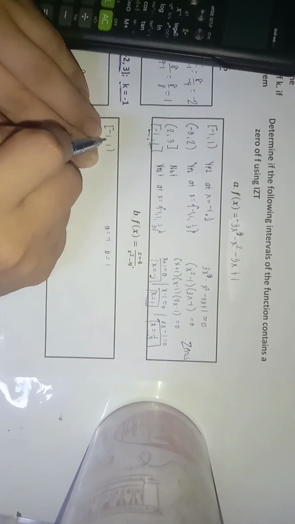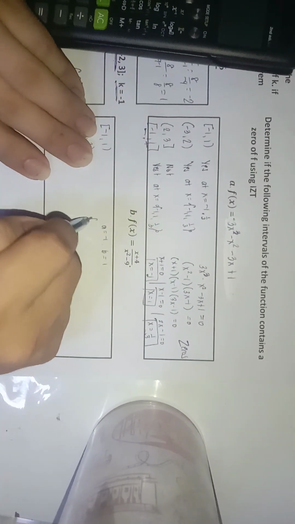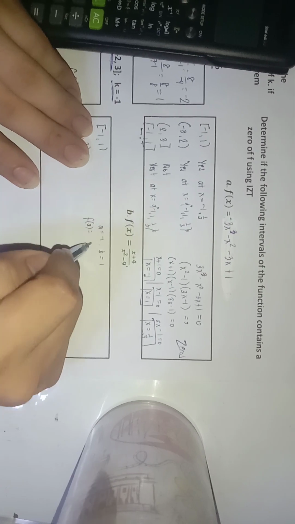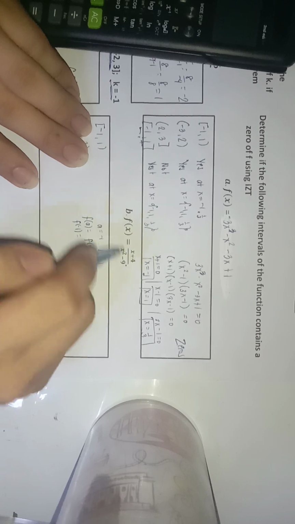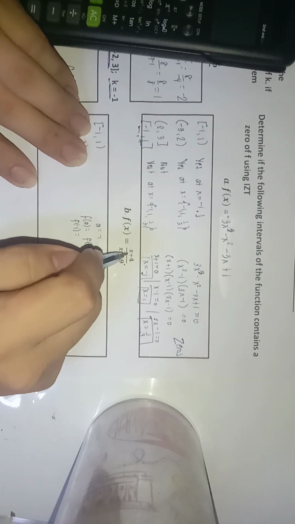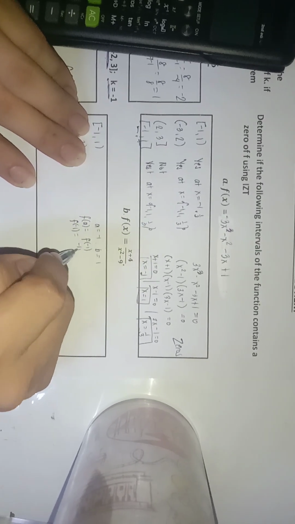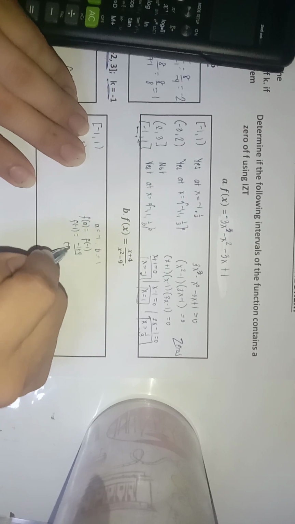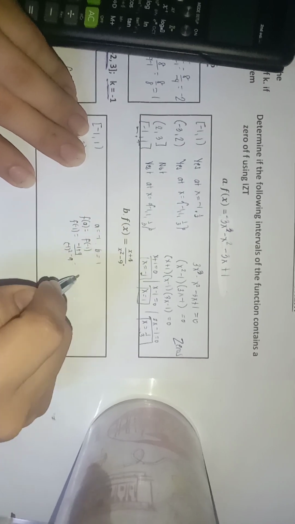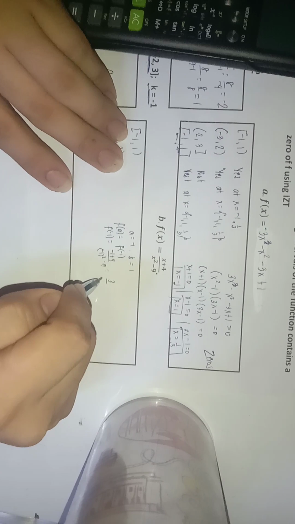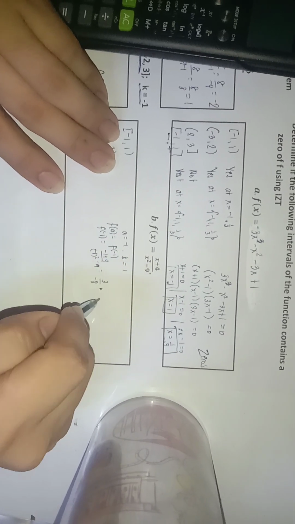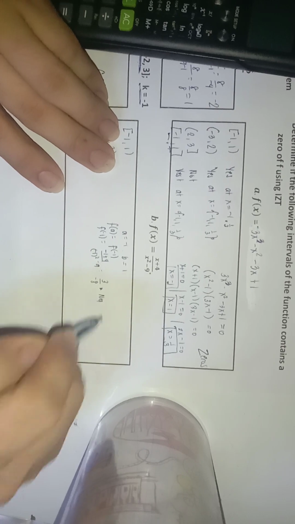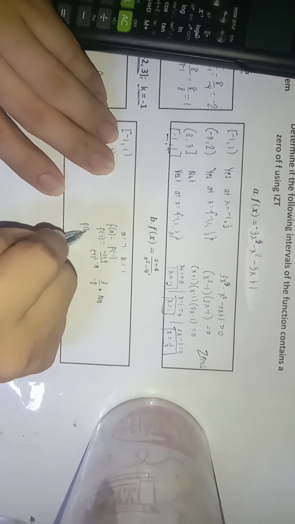Let's compute first for this interval. f of A is equal to f of negative 1. So, f of negative 1 is equal to, all x become negative 1: negative 1 plus 4 over negative 1 squared minus 9. Simplify, we get 3 over negative 8, and the sign is negative. So this is negative.